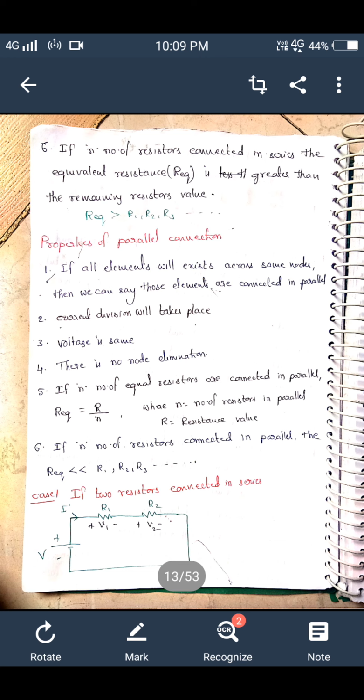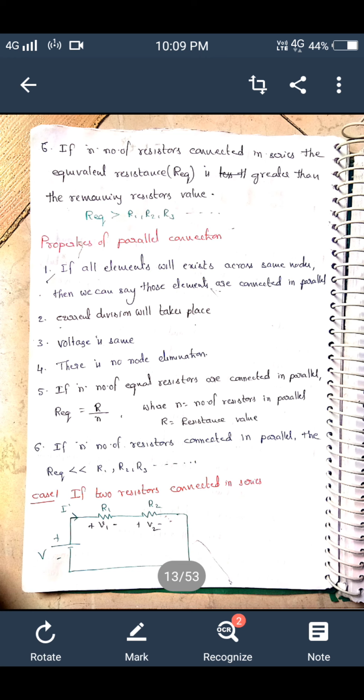And now the properties of parallel connections. First, the definition: if two or more elements exist between the same nodes, then we can say those elements are connected in parallel. The second property: current division will take place in parallel connection.